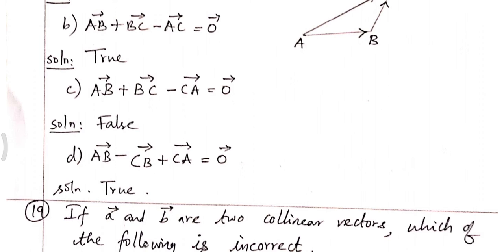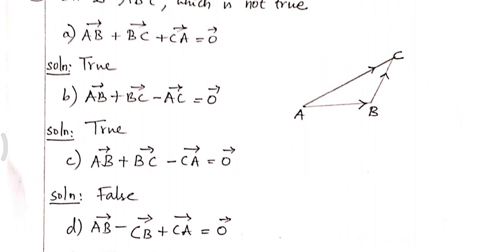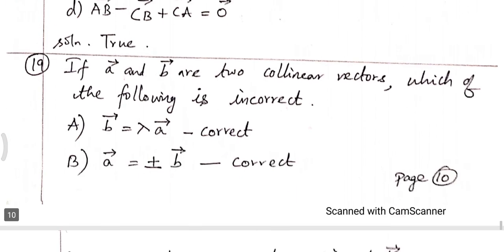D part, AB vector minus CB vector plus CA vector equals 0. It is correct. BC vector can be written as minus CB vector. It's a negative of a vector. So it is true. 19th one, A vector and B vector are two collinear vectors. Collinear, you should understand, means they are parallel vectors, may be opposite in direction, magnitude may be different.